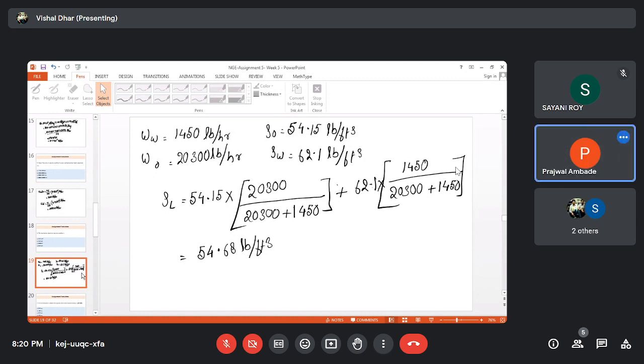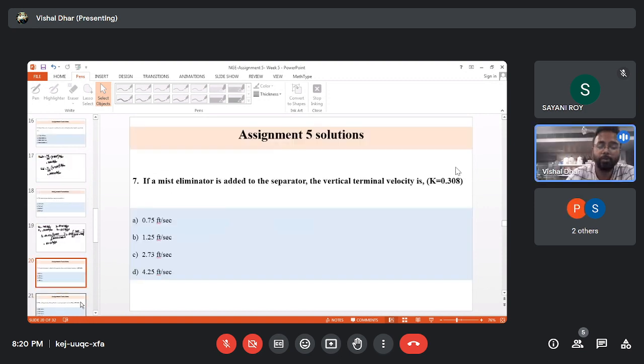Okay, then we'll go to the next question. If a mist eliminator is added to the separator, the vertical terminal velocity, k equal to 0.308, is given. The four options are option A 0.75 feet per second, option B 1.25 feet per second, option C 2.73 feet per second, and option D 4.25 feet per second. If a mist eliminator is added to the separator, you have to find the vertical terminal velocity. Try once, then I will solve it. 2 minutes I will be giving. Just try to solve.